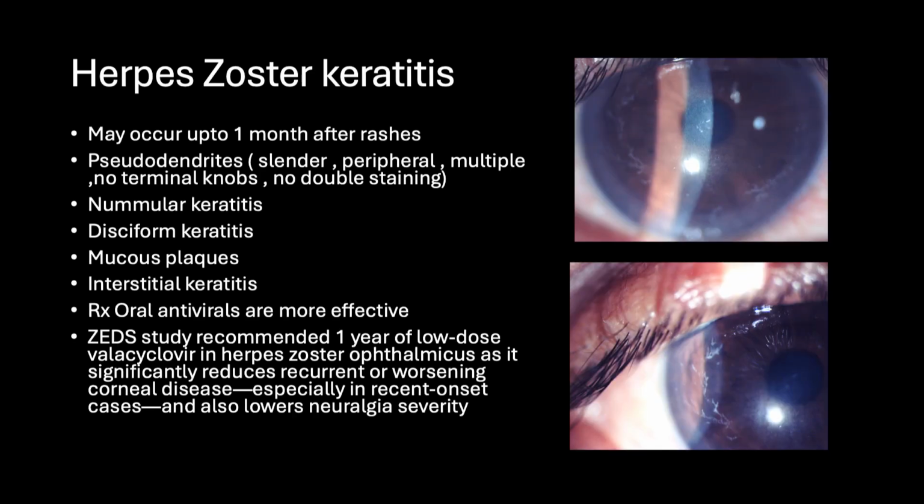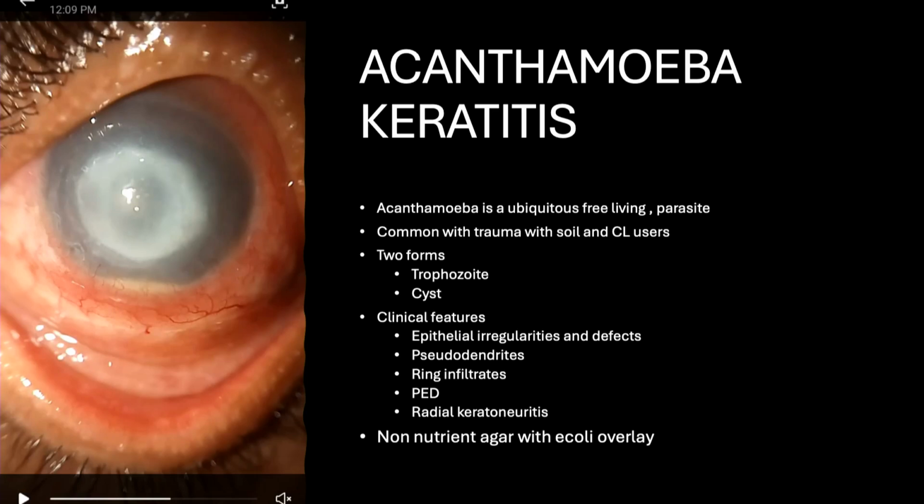Okay, now coming to herpes zoster keratitis. Here we will have a rash affecting one part of the face, and it can affect the cornea as pseudodendrites, nummular keratitis, and disciform keratitis. Always ask for a history of herpes zoster or a herpes infection previously. The ZEDS study has recently been published, telling that long-term prophylaxis with low-dose valacyclovir can be continued for 1 year to prevent recurrences. Coming to acanthamoeba keratitis, there are again 2 types.